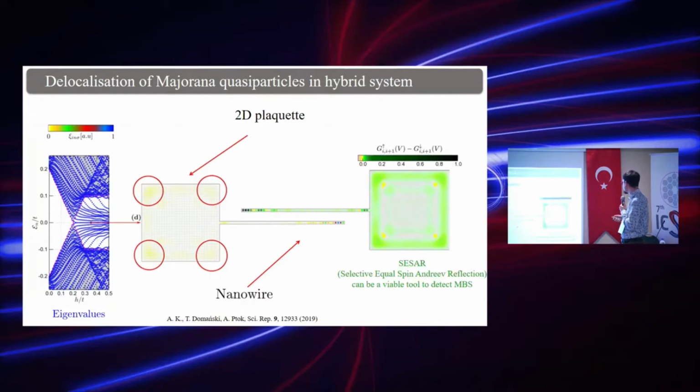And in order to show some probable method for experimental investigation of such a system, we propose selective equal spin Andreev reflection, which could be a tool used to detect Majoranas. And from the theoretical perspective, it's a spin polarized conductance between nearest neighbors in a system.